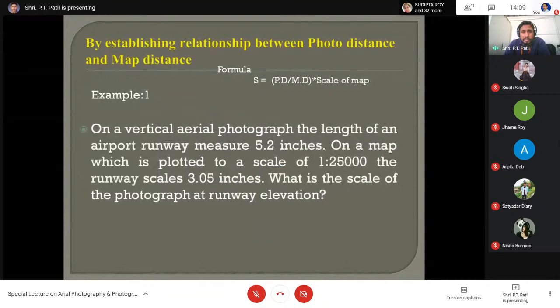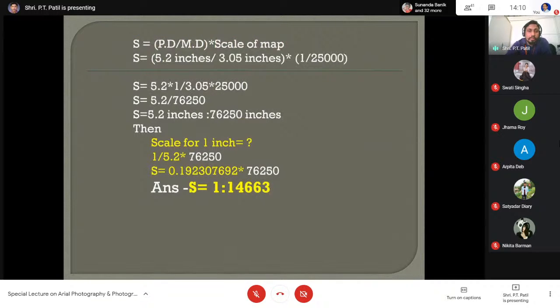And this is the second category. Suppose we have the photo distance and the map distance. Instead of the ground, we have the map. This is the aerial photograph, and this one is the map of that particular area. If we know the distance between 2 points on the aerial photograph and the distance between 2 points on the map, then also we are able to calculate the scale of the map.